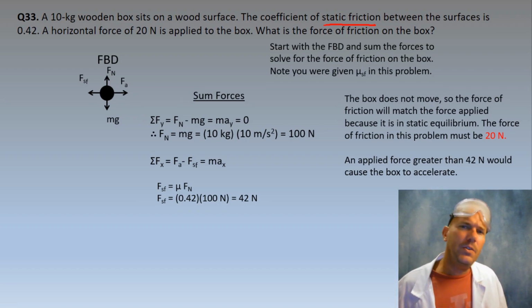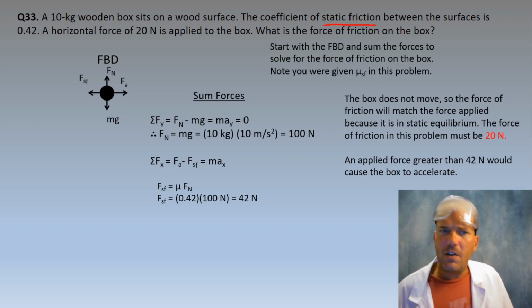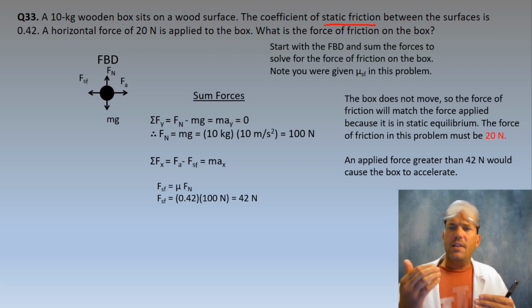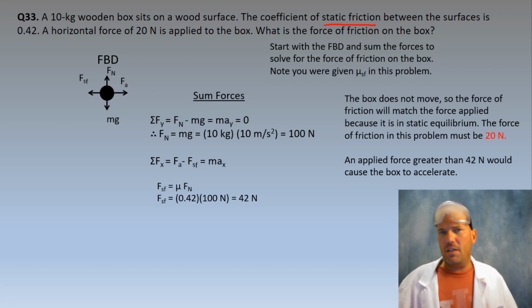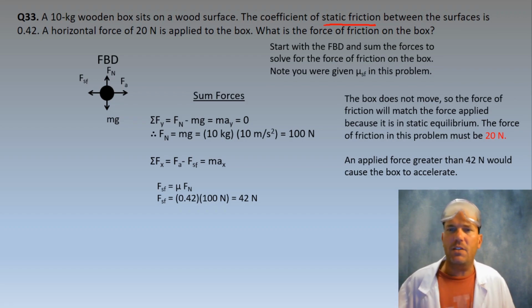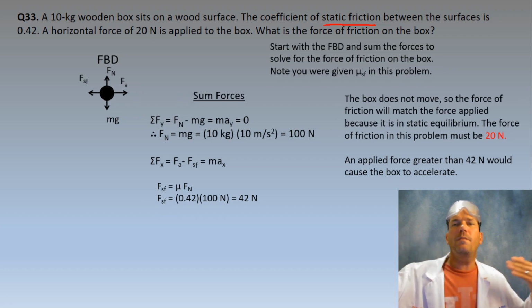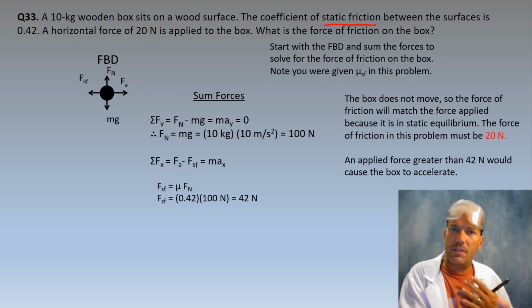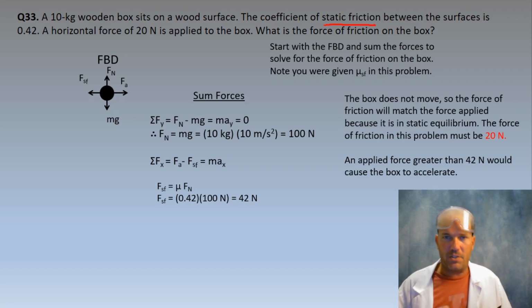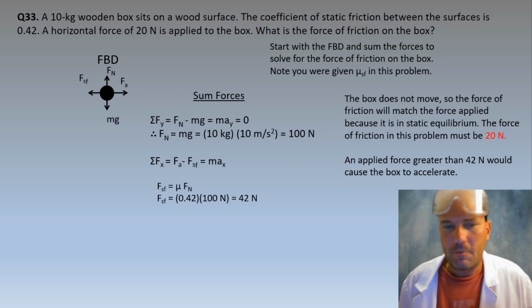until over 42 newtons. So as I've already said several times, in this case the applied force is going to match the force of friction. It's just going to have an opposite direction. So the force of friction on the box is also 20 newtons. It is not until we get more than 42 newtons that this box would accelerate, and then the static would turn into kinetic friction. Okay?